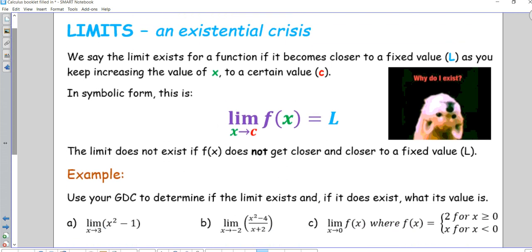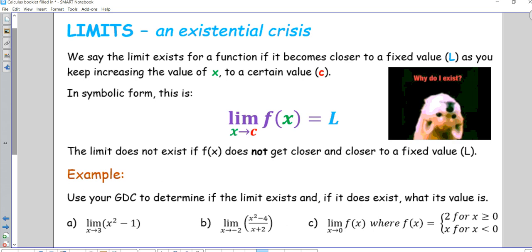So do the limits exist or do they not exist? Similar to the last one, if it was convergent, then the limit exists. So we say a limit exists for a function if it becomes closer and closer to a fixed value. If you graph the function and the y values get closer and closer to a fixed value, like it's leveling off, then we can say that the limit does exist.